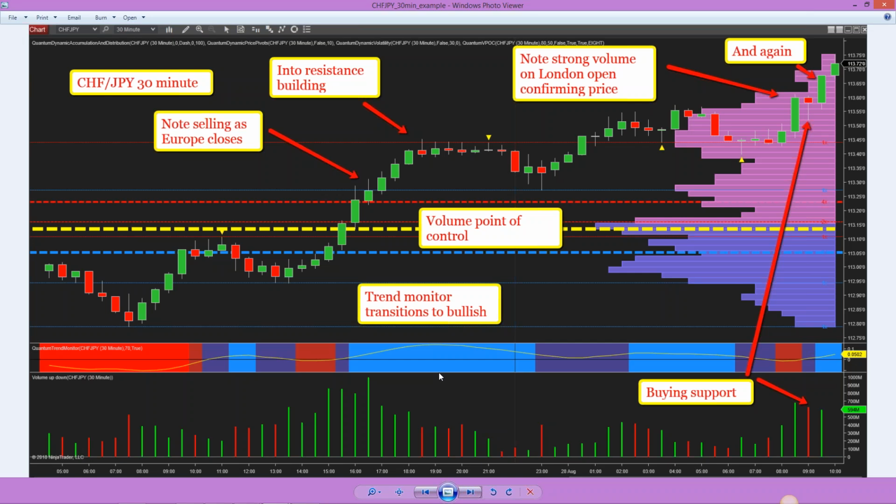Now, when I say long-term, on a 1 minute chart a long time might be 5, 10, 15 minutes. On a 30-minute chart, it might be hours, it might be days, whatever it may be. But what the trend monitor has been developed to do is to help keep you in through those periods of price action where the market congests.